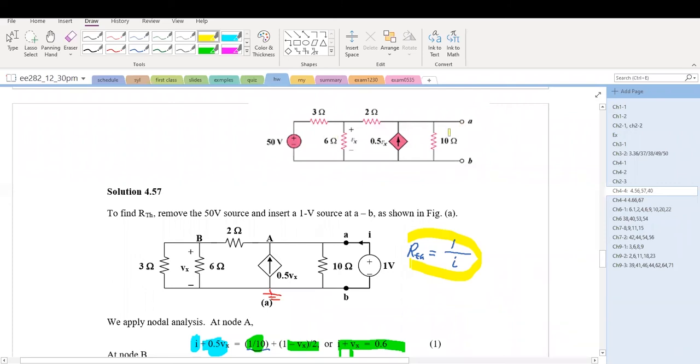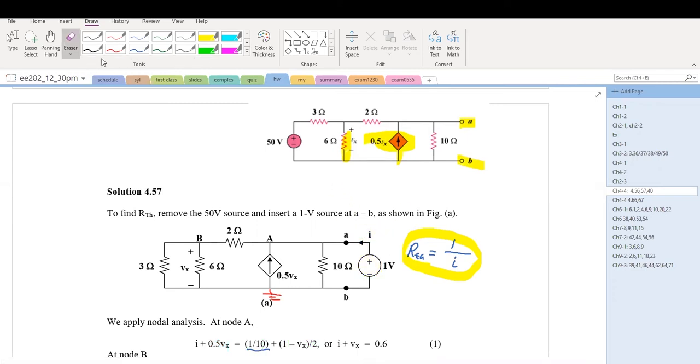Now let's look at how we obtain VTH and RTH for terminals A and B for this circuit. This circuit contains a controlled source, that's the voltage controlled current source. So now to obtain RTH, we need to add an external source. We choose to add a 1 volt voltage source and then define the direction of I in this direction, then RTH equals 1 over I. So now the question is to solve for I.